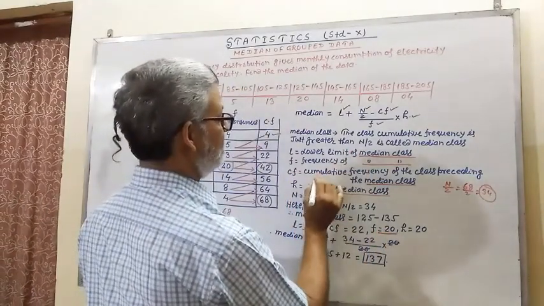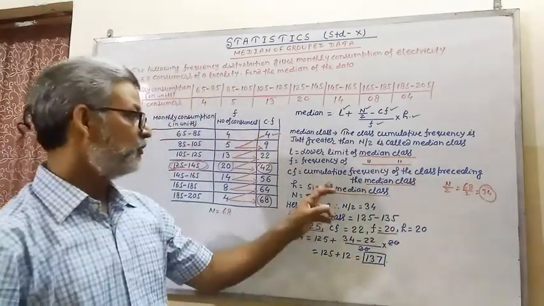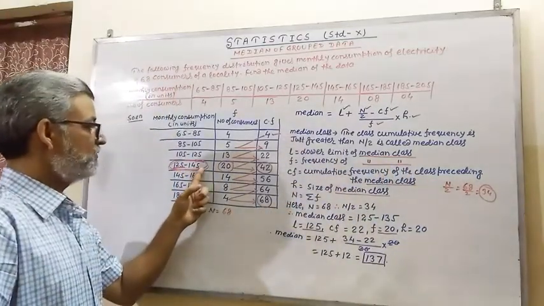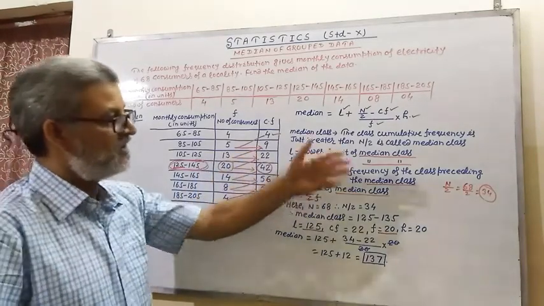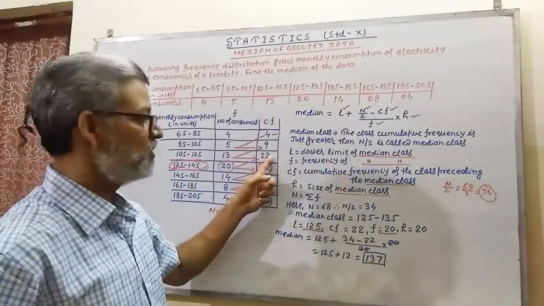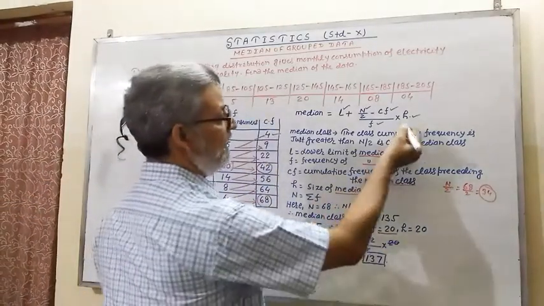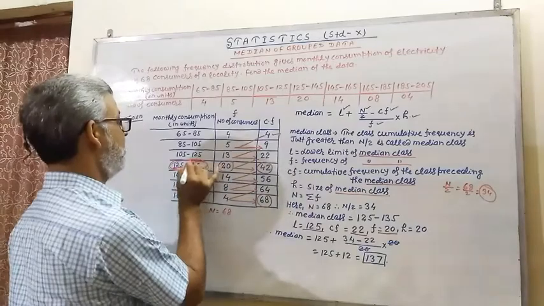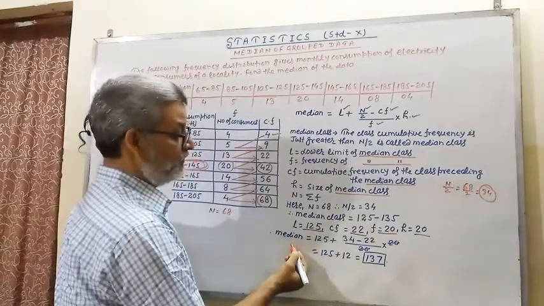Then Cf, the cumulative frequency of the class preceding the median class. Now the median class is 125 to 145. Just before that, what is the cumulative frequency? 22. Preceding means just before that. So the Cf value is 22. Then h. h means the size of the median class. The size of 125 to 145 is 20. So h is equal to 20. Now median is equal to L.